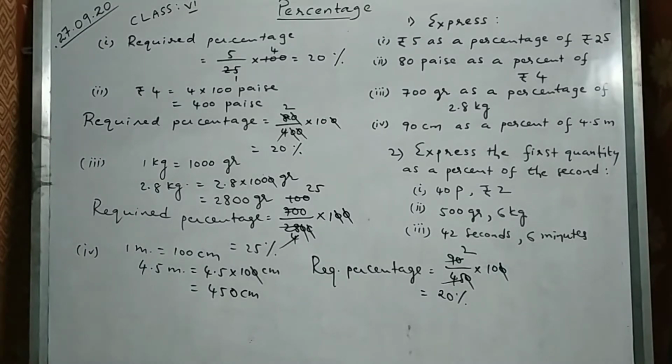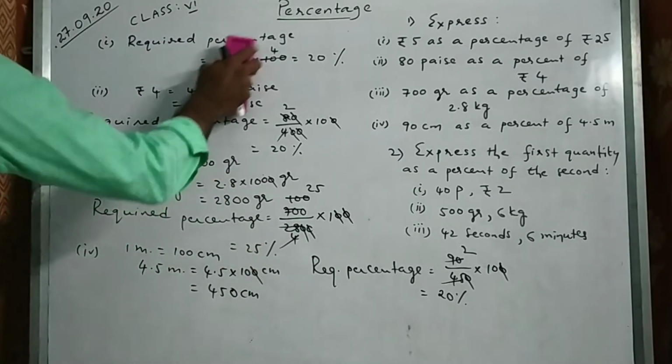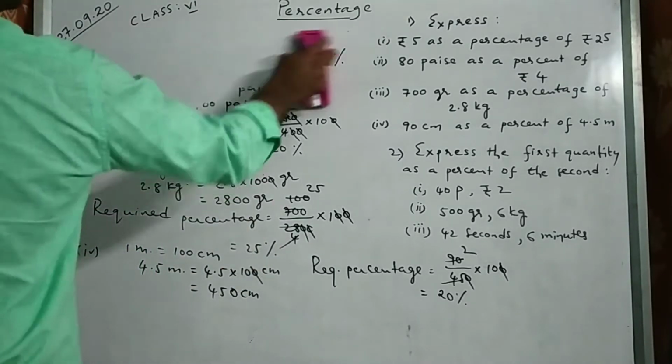Second one you see, express the first quantity as a percentage of the second. Same model. Same model you see it. I will explain that also.